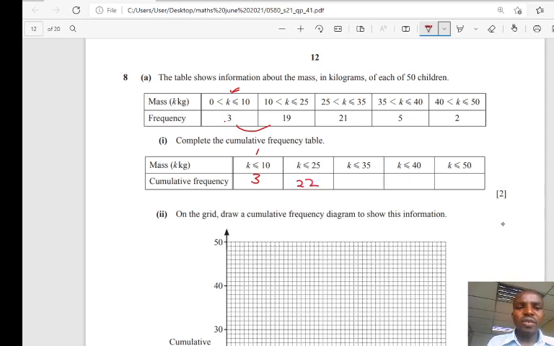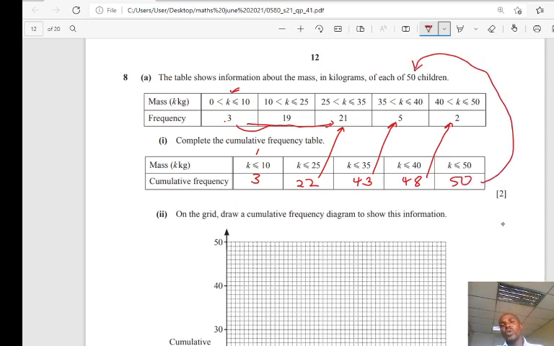Then to get the next one, you add all these ones less than or equal to 30. So it will be 22 plus 21, which is 43. Then the next one, add everything, 43 plus 5, which is 48. Then 48 plus 2 is 50. So this total must be equal to the number of students available altogether. It must be equal to 50 on the cumulative frequency. Right, then next item.